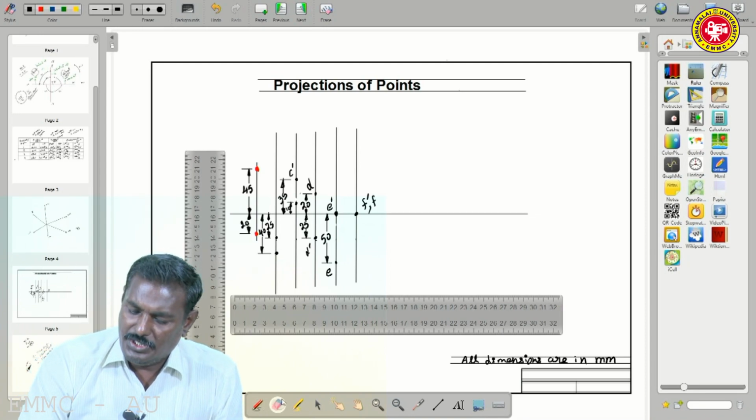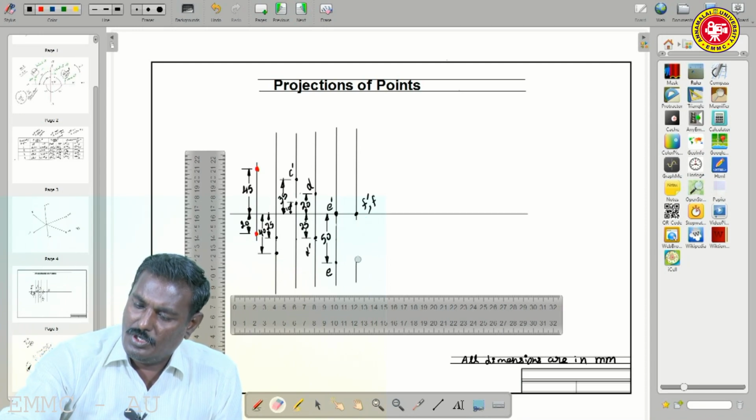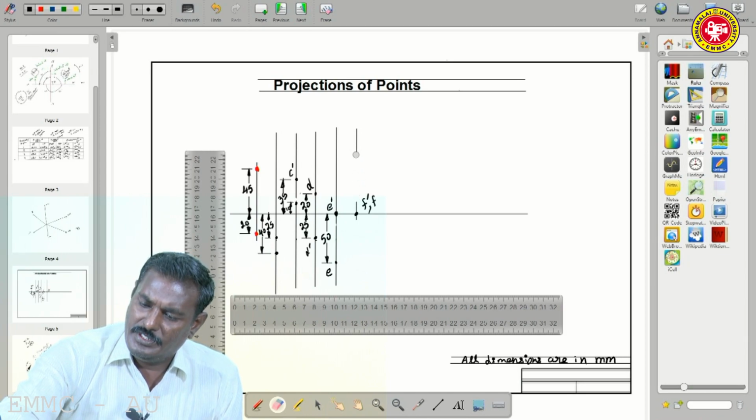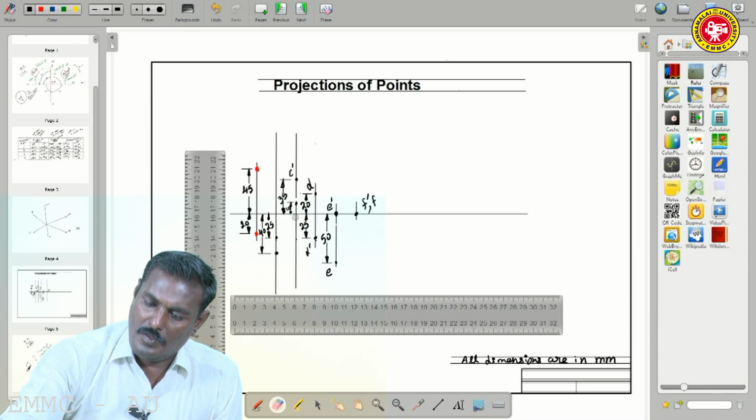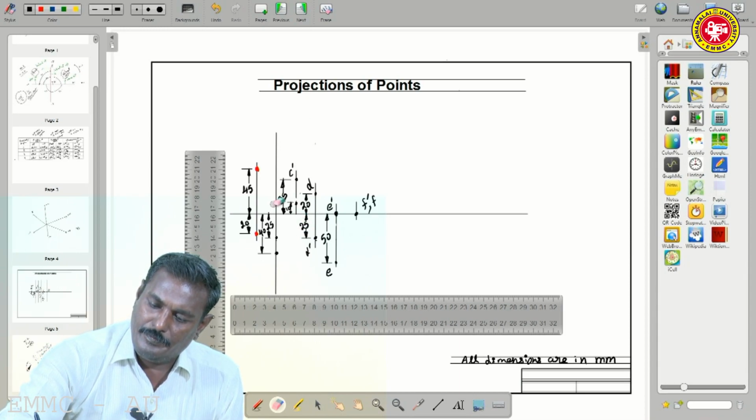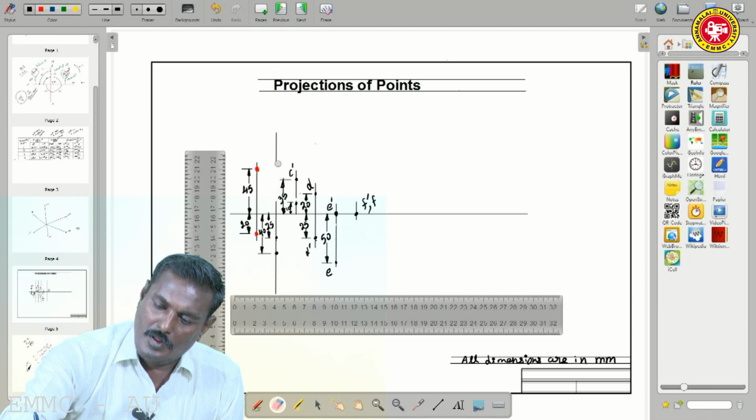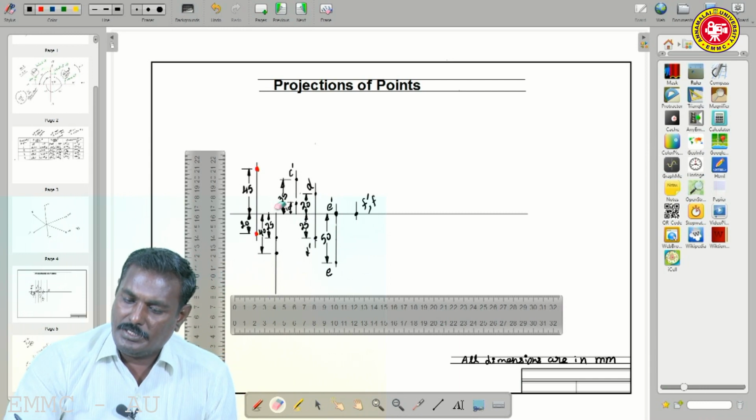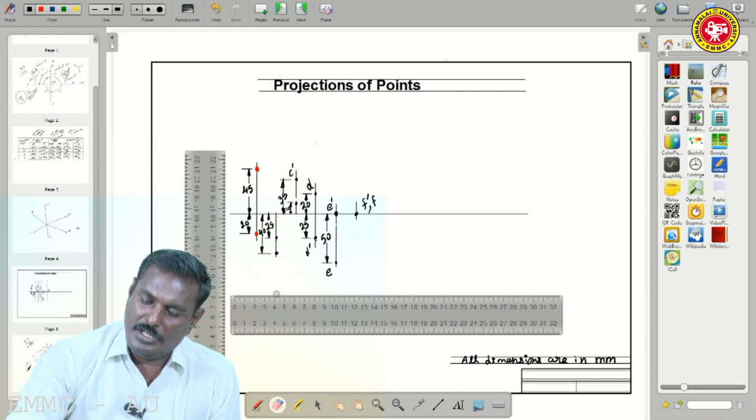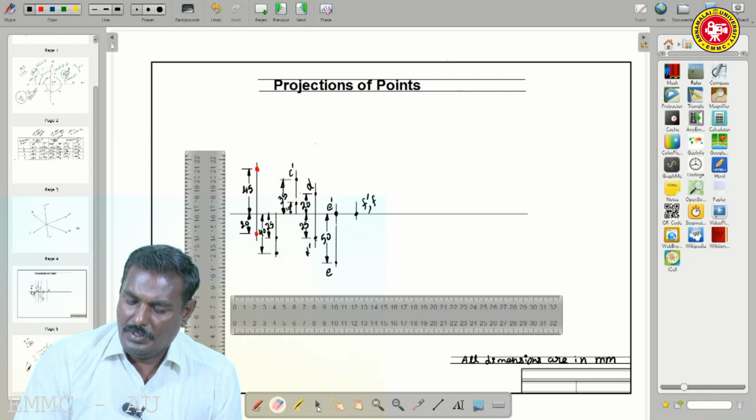After completion, the extended portions we have to rub. No need of this extended portion of projectors. So we have to rub it. It is not required, because it would be disturbing the other part. That's why we have to erase it. That's all.